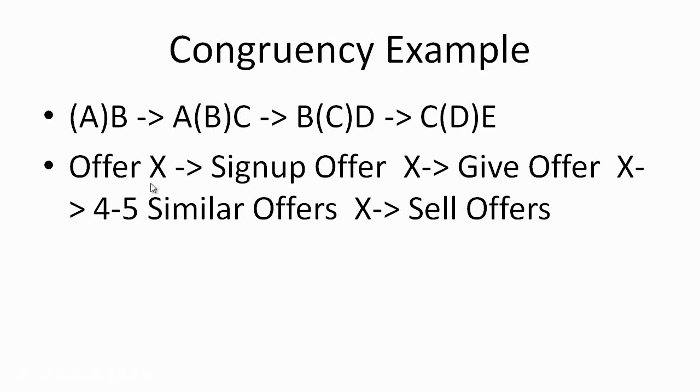So, another example. You got offer X. They sign up for offer X. You give the offer X. And all the other emails that you give relate to offer X. And then when it comes time to sell, you sell topics that are related to offer X. So throughout the whole process, you've got congruency and consistency all throughout the whole system. That's the secret formula.